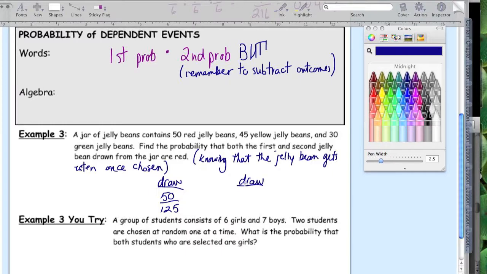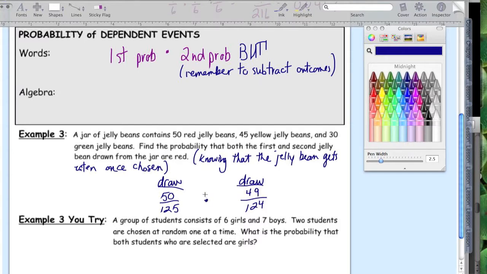Now this second draw out of the jar, we already ate it. We pulled one red one out. Assume that it actually happened. We don't know if it did or not, but just assume that it did. That's what you're supposed to do with these dependent ones. Now that we've eaten one red one, there's only 49 red ones, and there's not 125 in the jar anymore, there's only 124. So that's what they mean when they say, but remember to subtract the outcome. So now it's 49 out of 124.